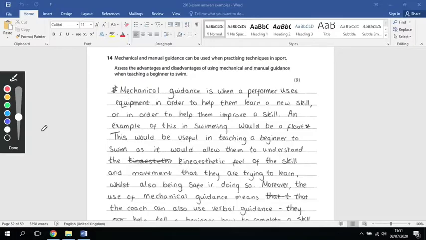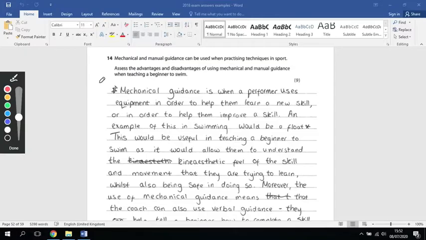The first thing we ask you to do is underline any keywords within the question. So it goes without saying here, we're going to be discussing mechanical and manual guidance, and how it can be used when practicing techniques in sport. It then goes on to say that we need to assess the advantages and disadvantages of both mechanical and manual guidance. In particular, when you are teaching a beginner to swim. So we've actually been given the sport we need to comment on.